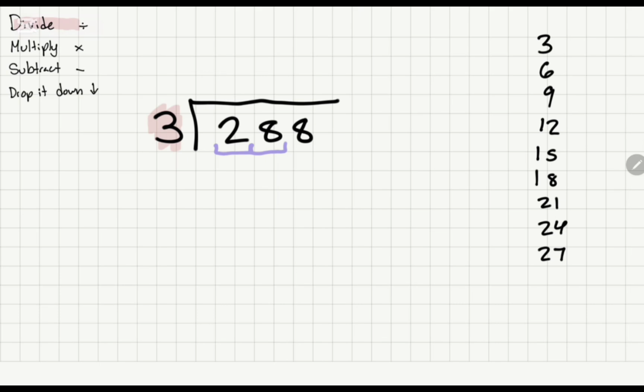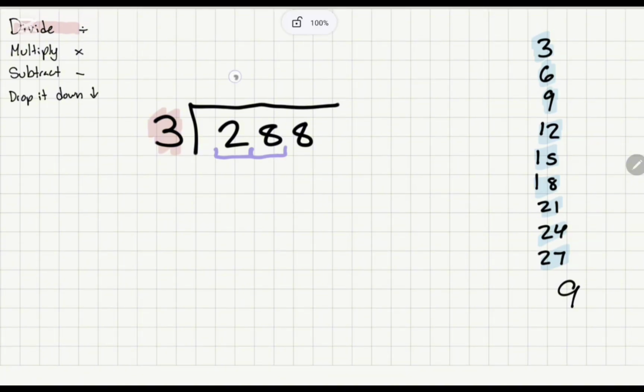So now I have to count how many numbers I have here. So here's 1, 2, 3, 4, 5, 6, 7, 8, 9. So now this 9, I'm going to put at the top right here, right over that 2. Next step is to multiply. So the numbers that I'm multiplying are my 3.